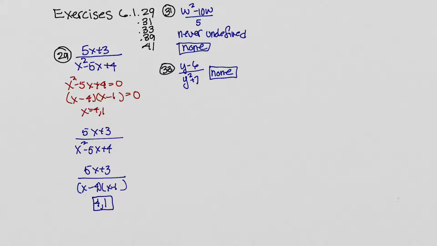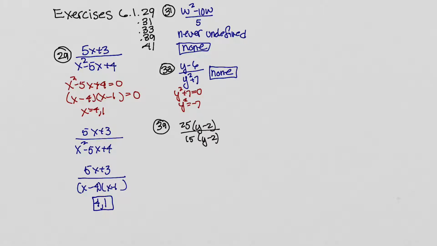Right? What you're kind of thinking is this. y squared plus 7 being 0, or y squared equaling negative 7. We're not squaring any numbers and getting a negative. So there are no real numbers that make this equal to 0. So we're going to conclude there are none.